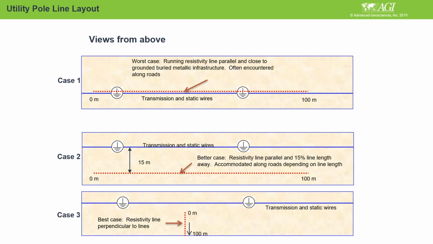If you cannot cross, just remember to go at least 15% of the total spread of your line away from there. If you have a 100 meter spread, then 50 meters away at least. So that will also avoid that kind of influence on your measurement. This is true for manual or automated measurement.